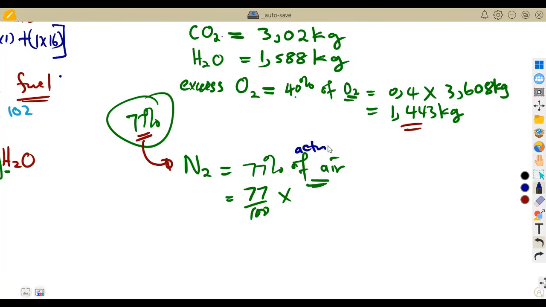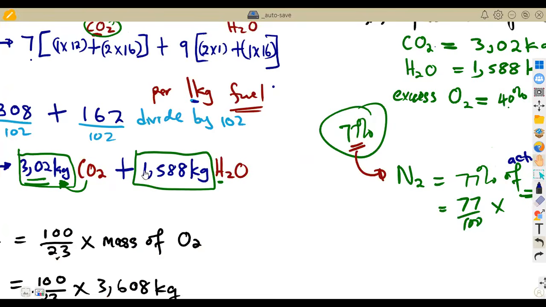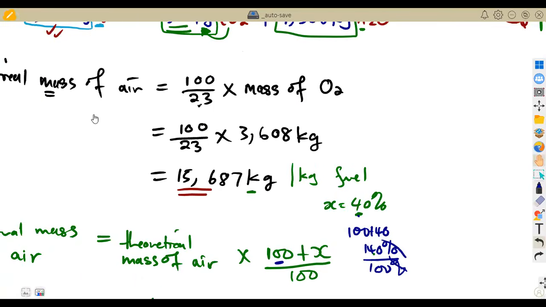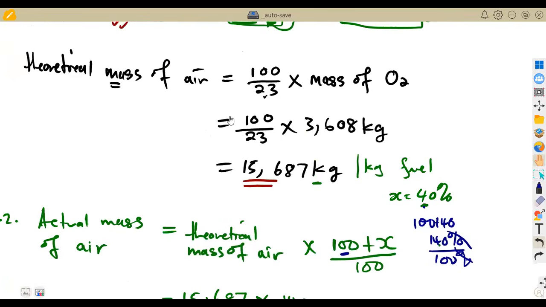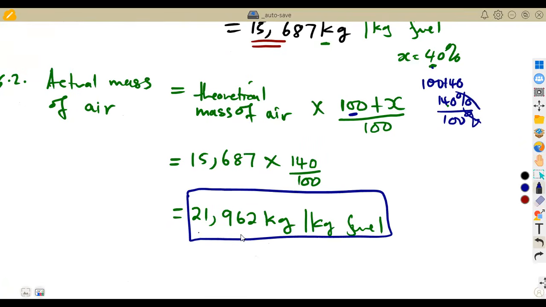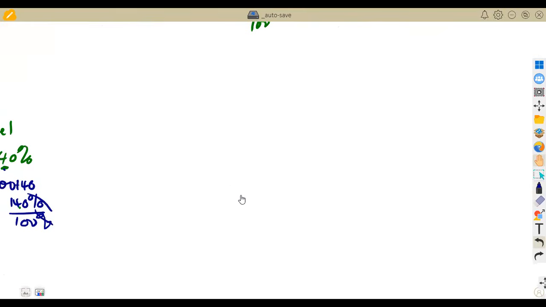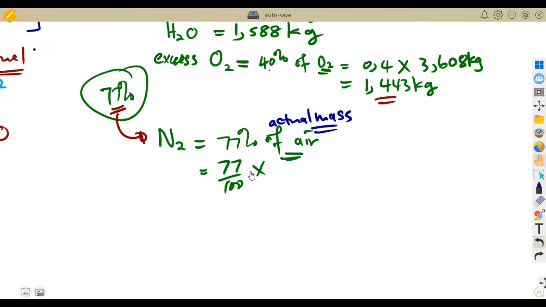So here we are supposed to relate to the actual mass of air, not the theoretical mass, whereby we are just working with normal condition. No, we need the actual mass, which is here. Remember, we had the theoretical, then we calculated the actual mass of air here. We obtained our actual mass of air per kg fuel as 21.962. So this is the value that we are going to take from our 5.2. So we are simply going to multiply by 77%.